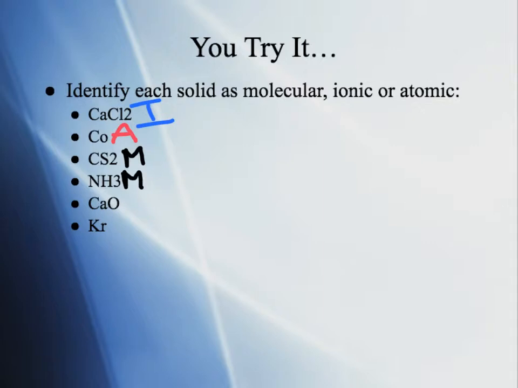Next one is calcium and oxygen. Calcium is a metal, oxygen is a nonmetal, so that is an ionic bond. So that is also an ionic solid. And then last but not least, we have Kr, which is just krypton. Nothing more added, so this is going to be an atomic solid. So those are pretty easy and straightforward.